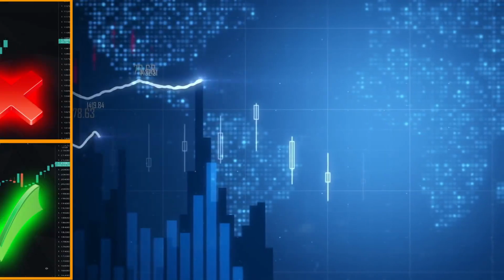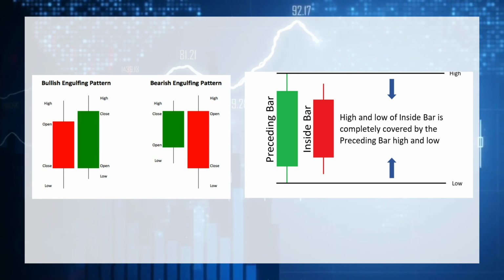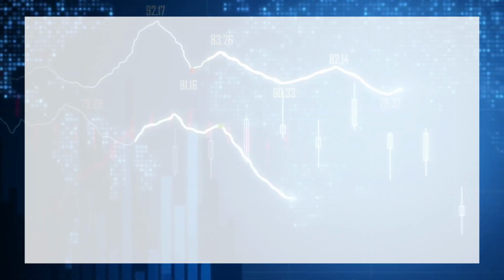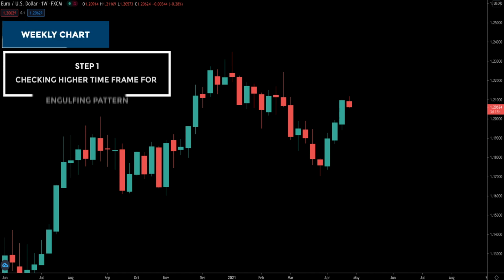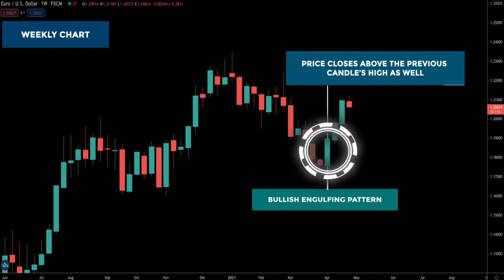So now that we got the two candlestick patterns out of the way, I want to walk you through the strategy step by step. Step 1 involves checking the higher time frame for an engulfing candlestick pattern. So right here, we are in the weekly chart and we see a nice bullish engulfing pattern right here. For this engulfing pattern, the price closes above the previous candle's high as well, and that's an odds enhancer.